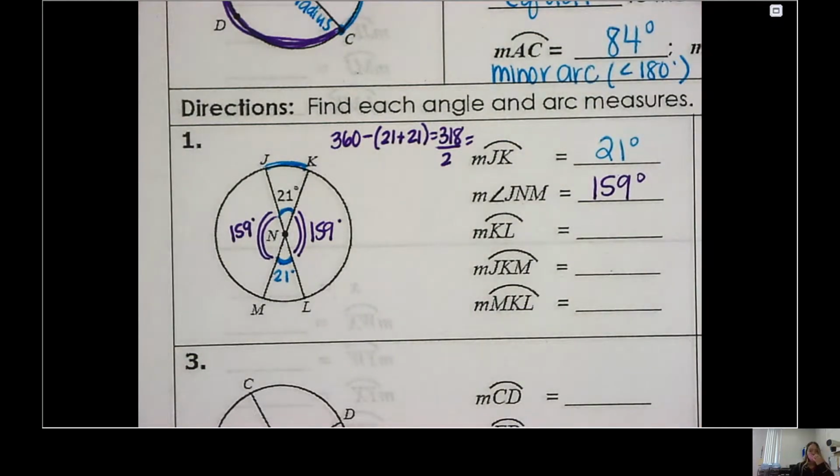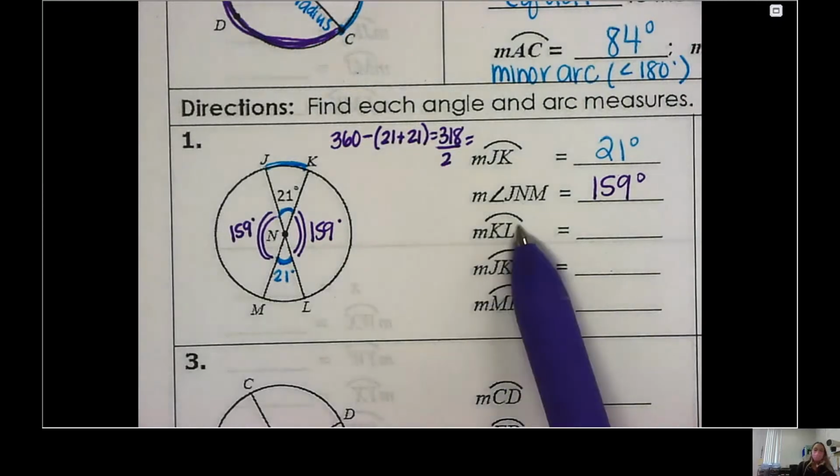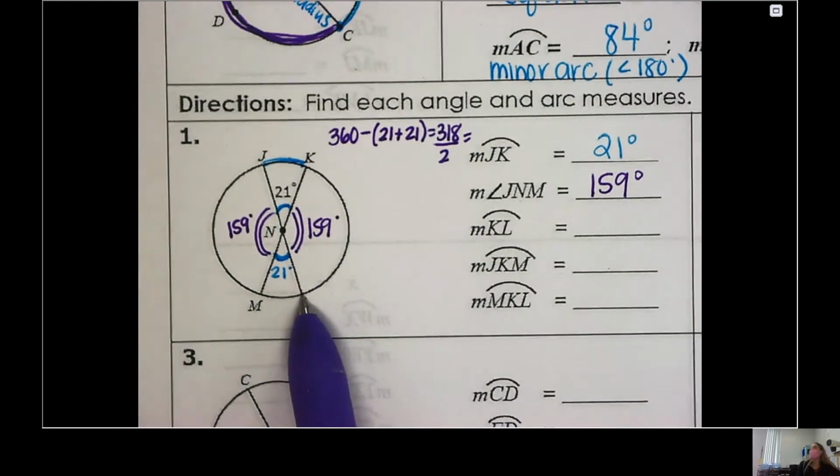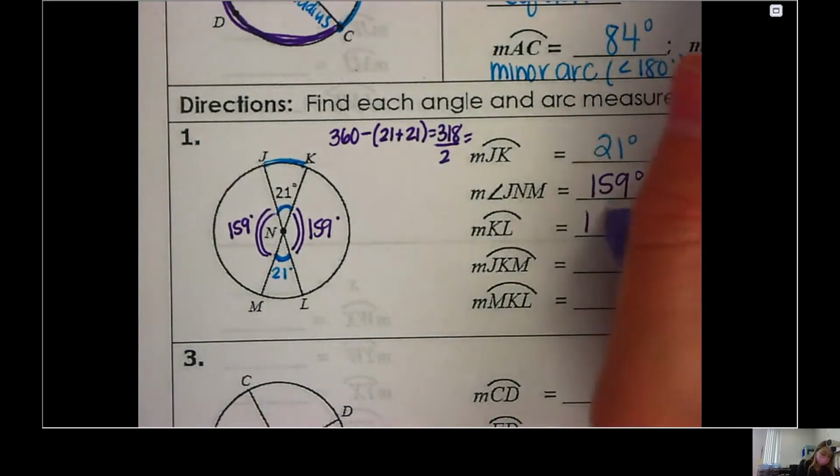Okay. What's the measure of arc KL? If it's got this line above it, that means it's an arc. 159. Are you noticing some patterns here? You're noticing it's the same thing over and over again?